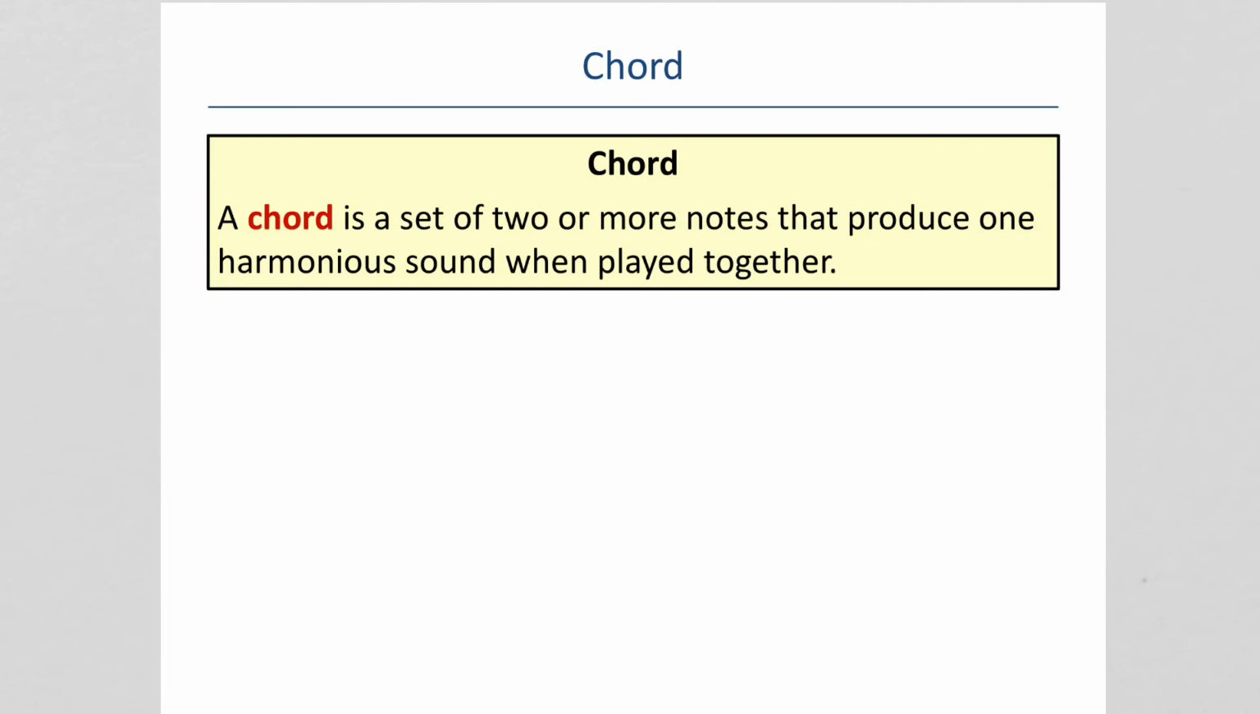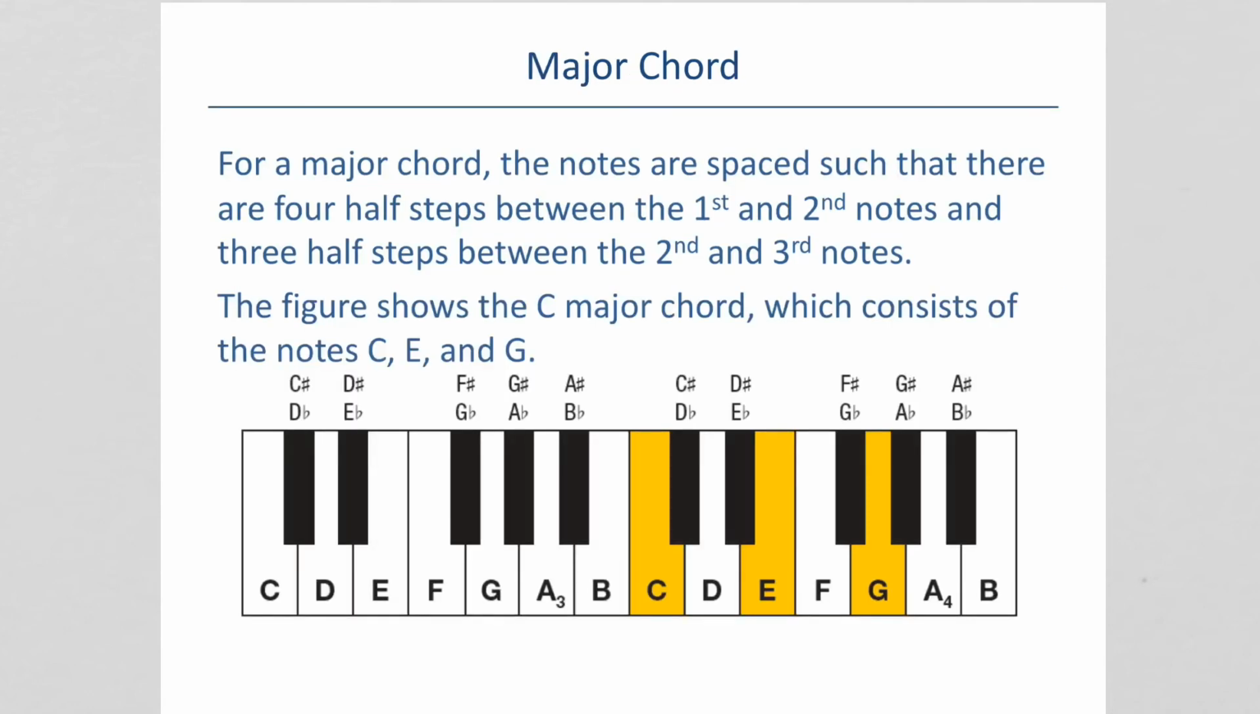A chord is a set of 2 or more notes that produce one harmonious sound when played together. If it doesn't sound pretty, then it's not really a chord. For a major chord, the notes are spaced such that there's 4 half steps between the first and second notes. So 1, 2, 3, 4. And 3 half steps between the second and third. 1, 2, 3.